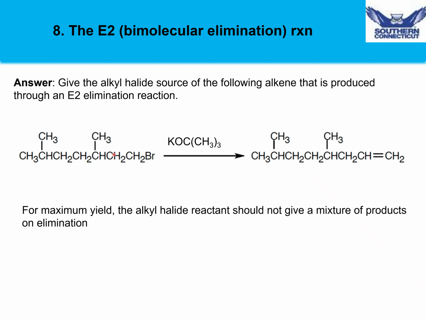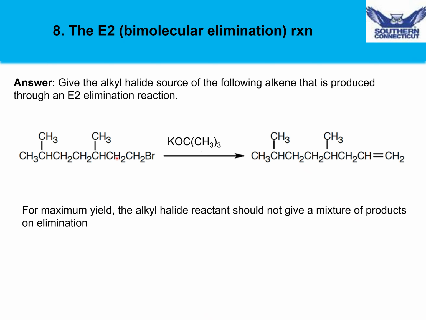The base can remove a hydrogen from this carbon, so it's always a carbon that is adjacent to the carbon with the leaving group. So if we had a bromine here, our base can remove a hydrogen from this carbon, but it could also remove it from here. So you can end up with a double bond here or a double bond here. The double bond here would give us the product we want, but the double bond here would not give us the product that we want.